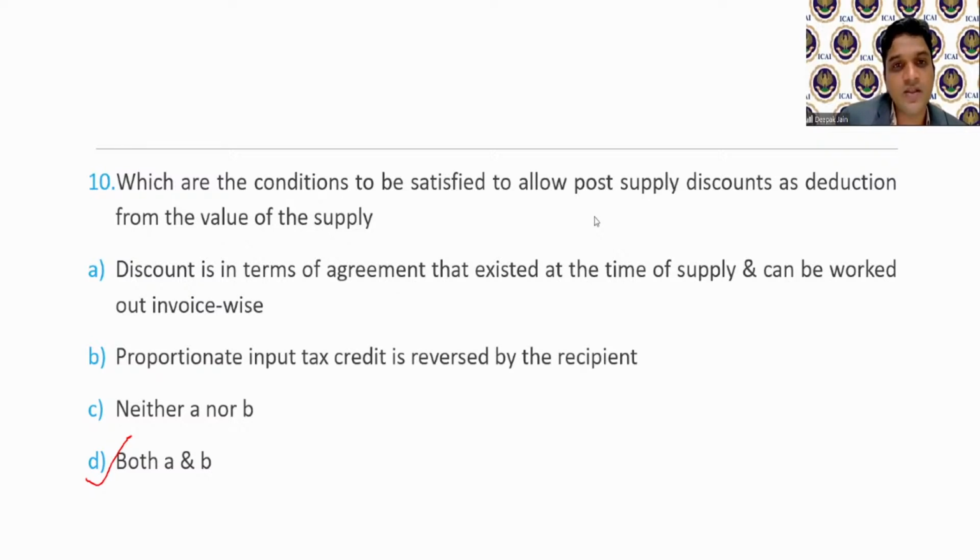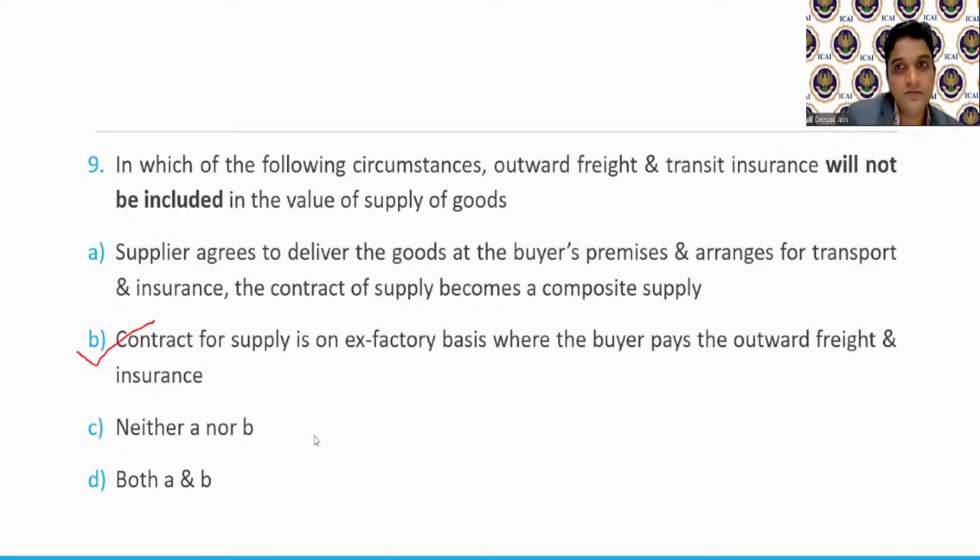क्वेश्चन नंबर 9 एमसीक्यू में राइट क्यों इंक्लूड नहीं किया? फ्रेट एंड ट्रांजिट दोनों को इंक्लूड क्यों नहीं किया? बिकॉज कॉन्ट्रैक्ट सप्लाई ऑन एक्स फैक्ट्री बेसिस. एक्स फैक्ट्री बेसिस का मतलब है मैं आपको सप्लाई सिर्फ फैक्ट्री तक करूंगा, इसके आगे जो भी है वो आपको उठाना पड़ेगा. तो मेरा कॉन्ट्रैक्ट वहीं पे खत्म हो जाता है. सो अगर मैं आउटवर्ड फ्रेट और इंश्योरेंस करूंगा, उसको इंक्लूड नहीं करूंगा और उसको मैं अलग से कलेक्ट करूंगा.